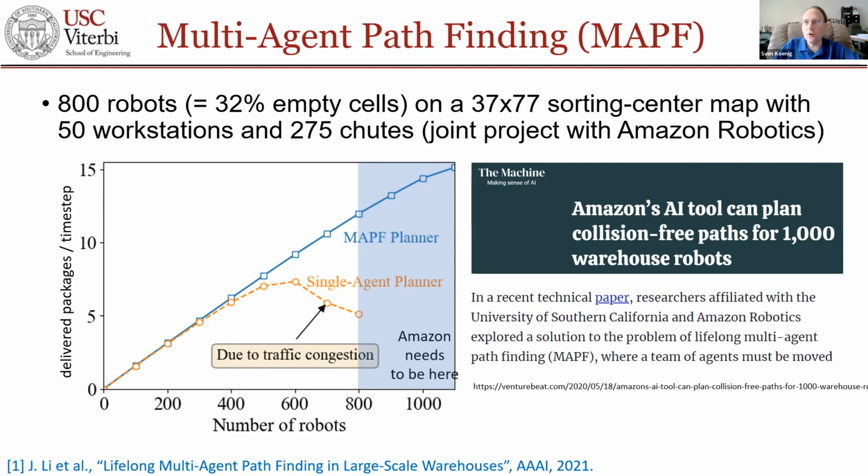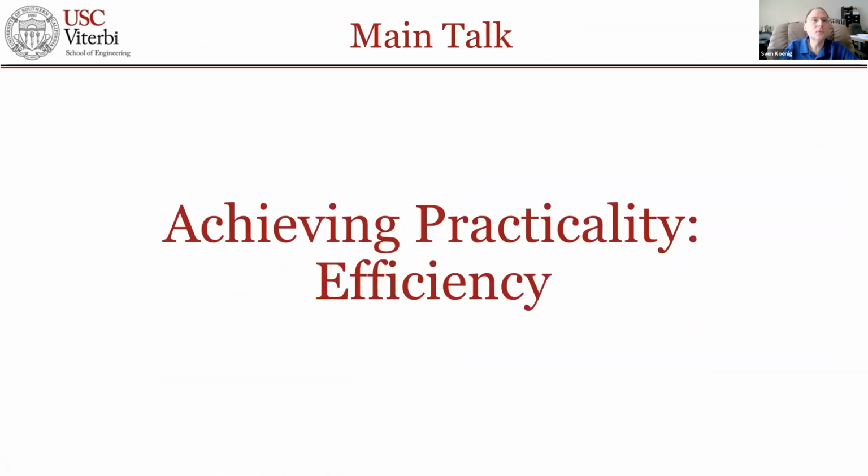All right, so now that we're all fired up on trying to figure out how we solve this multi-agent pathfinding problem, not just for 3 agents, but for 800 to 1,000 agents, let's talk about algorithms and how we can actually do this. We want to achieve practicality here, and for that, we need to scale up these algorithms. We need to achieve efficiency so that we can handle 800 to 1,000 robots. How do we do it?